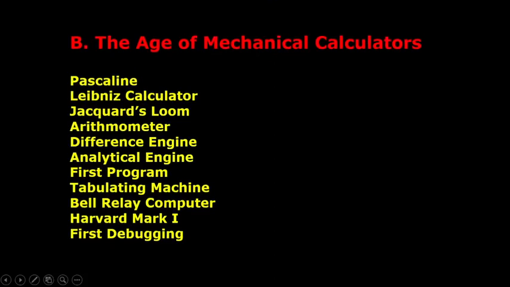Then starts the age of mechanical calculators, and it includes Pascaline, Leibniz calculator, Jacquard's loom, arithmometer, difference engine, analytical engine, first program, tabulating machine, Bell relay computer, Howard Mark I, and first debugging.